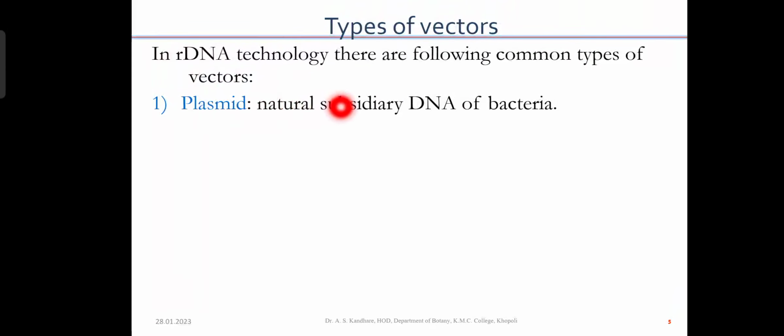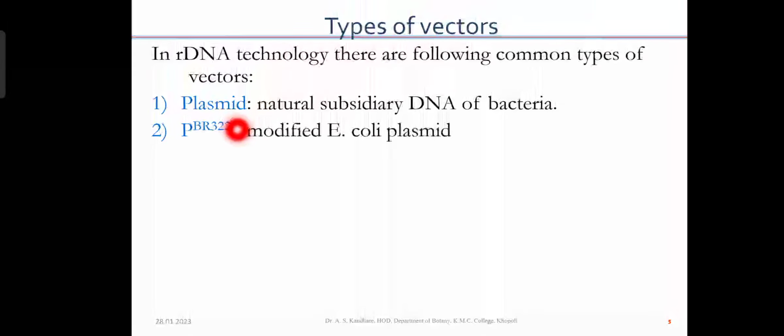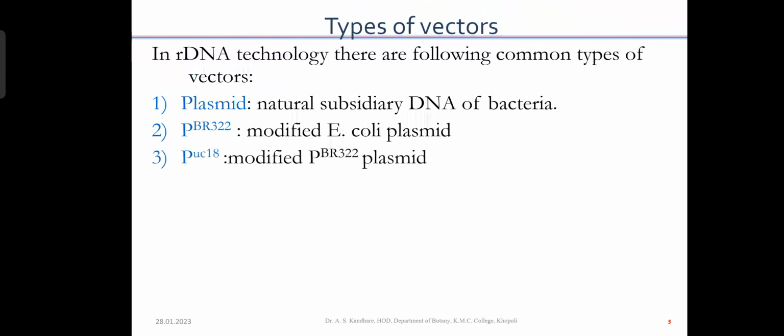Number one, plasmid. It is a naturally occurring subsidiary DNA of bacteria. ये DNA का मॉलिक्यूल होता है, it is subsidiary or secondary molecule in the bacterial cell. PBR322, it is a modified E. coli plasmid. ये भी एक वेक्टर है, it is modified, उसका नाम है PBR322. Another is PUC18, it is another modified PBR322 plasmid.